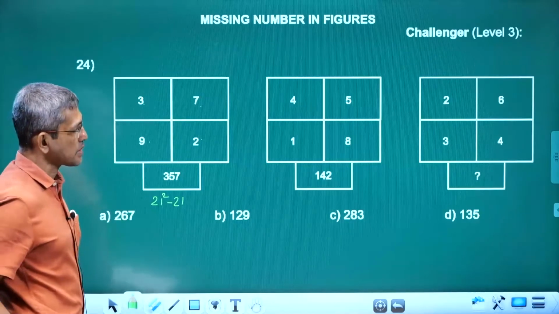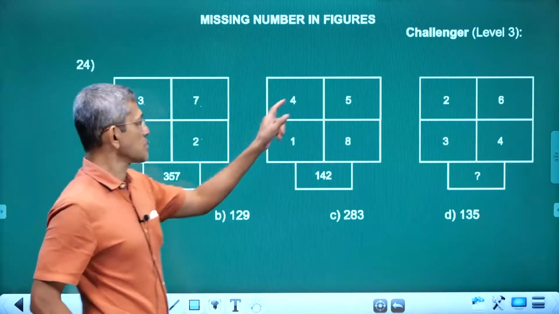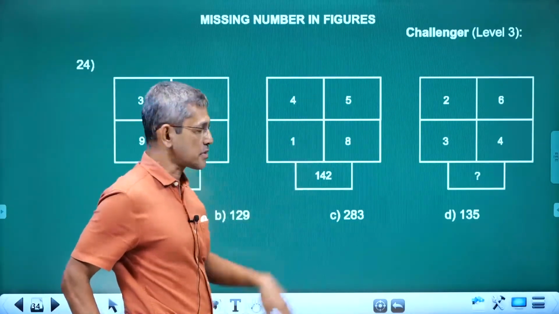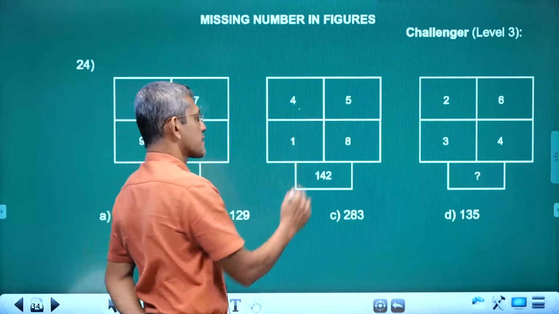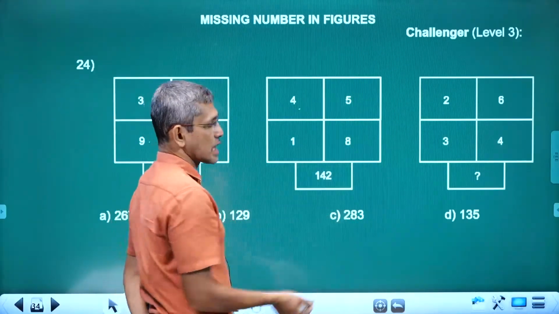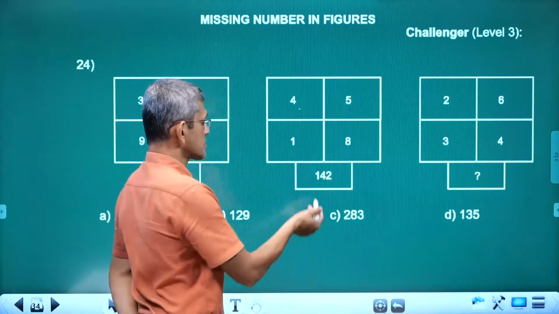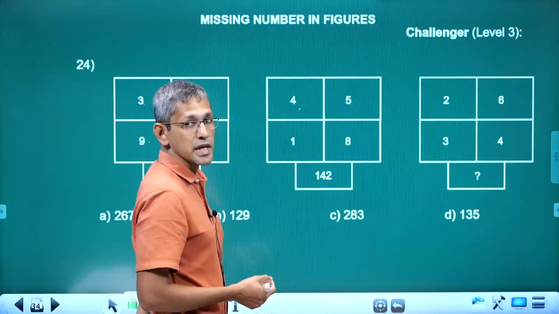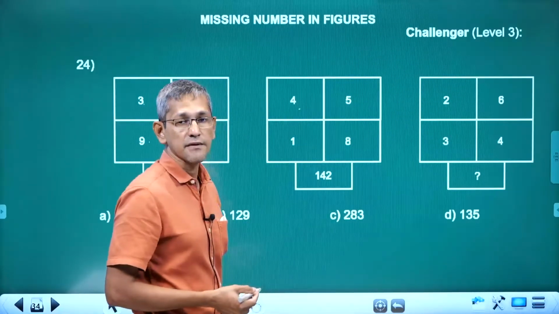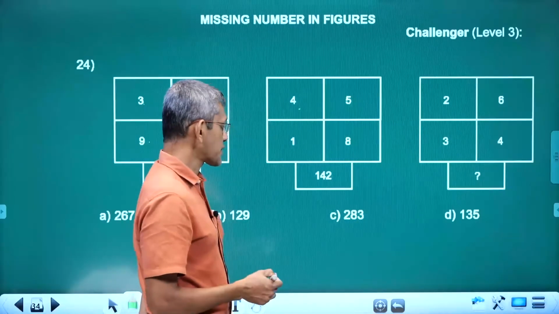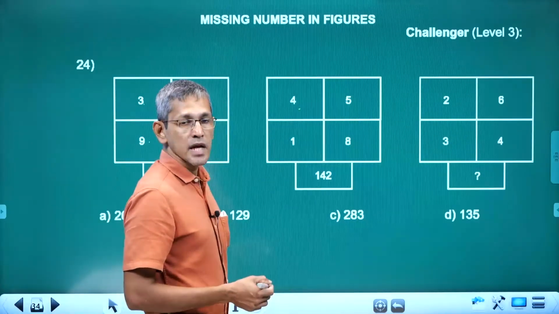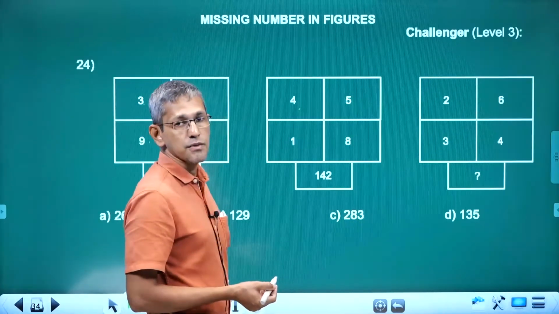So any other kind of operation? These numbers are a little smaller, so let's try them. 4 and 5, 9. 8 plus 1 is 9. So 9 plus 9 is 18. So 18, and we have 142. 18 and 142, what kind of connection do we have? 18 into 10 is 180. 18 into 9 is 162.